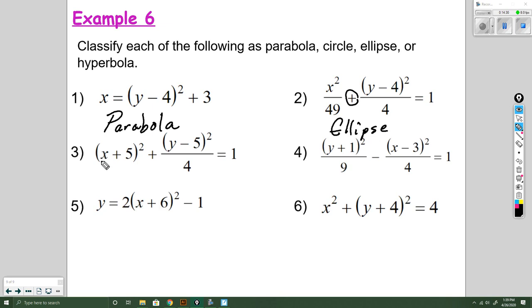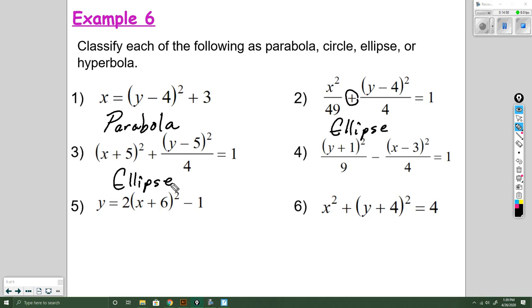And then moving on to 3. Once again, it's the same thing. Both of these variables are being squared. This equation equals 1, which can happen for a circle. All that would take would be a radius of 1, but also we see a denominator there, so this has got to be an ellipse.